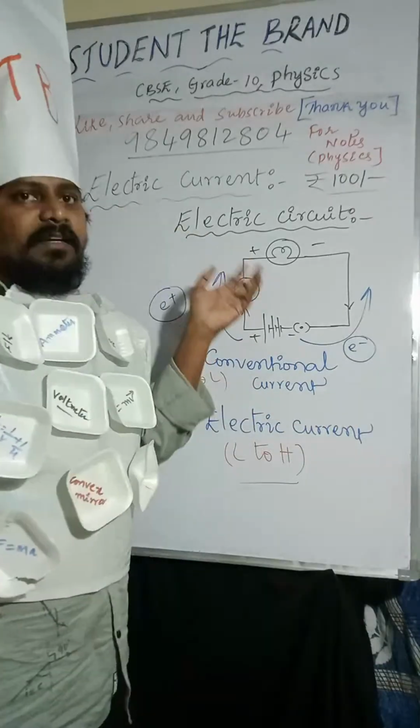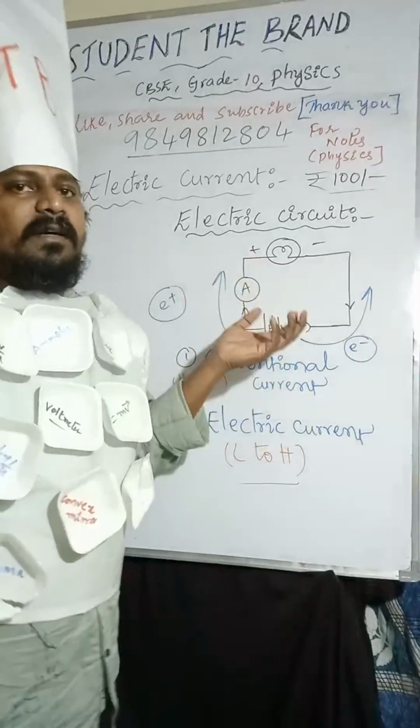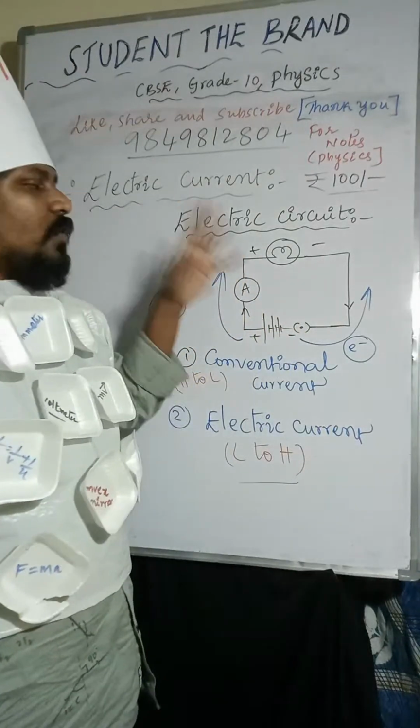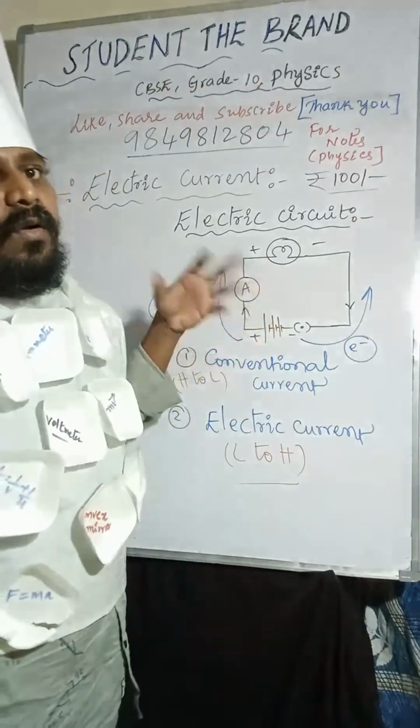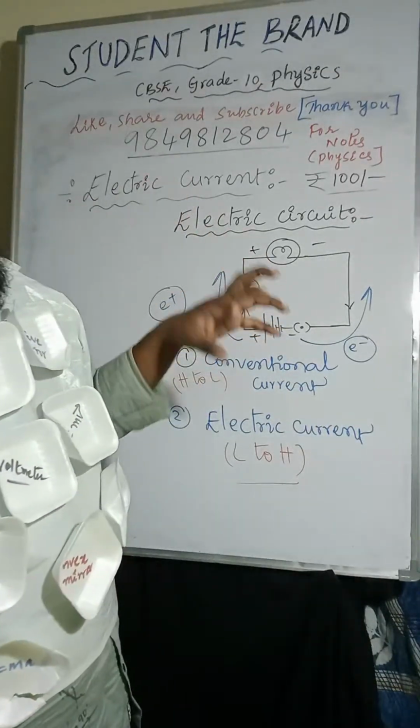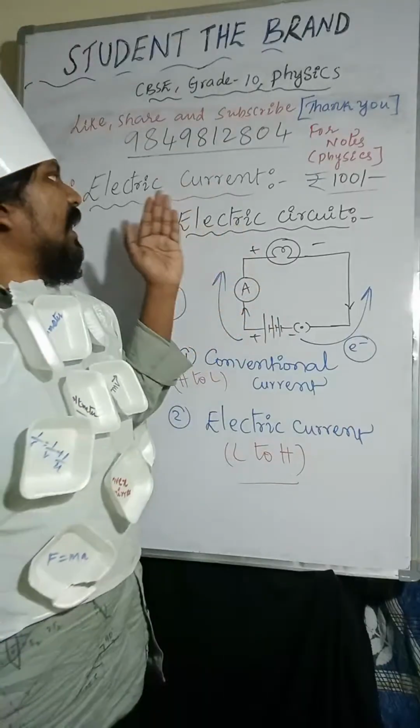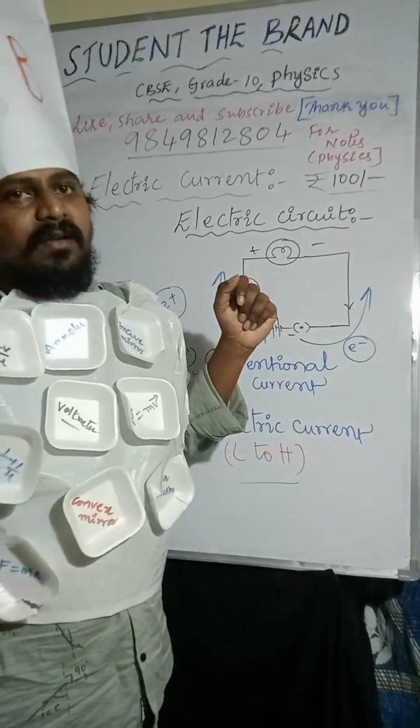So electric circuit. A continuous and closed path of an electric current is known as an electric circuit. I hope it is very clear.